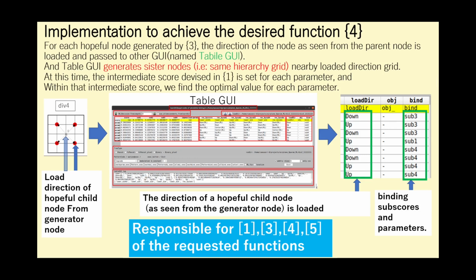Implementation to achieve the desired function. For each hopeful node generated by the tree GUI, the direction of the node as seen from the parent node is loaded and passed to the other GUI. And the table GUI generates sister nodes in the nearby grid of the loaded direction. At this time, the intermediate score is divided for each parameter, and within that intermediate score, we find the optimal value for each parameter.